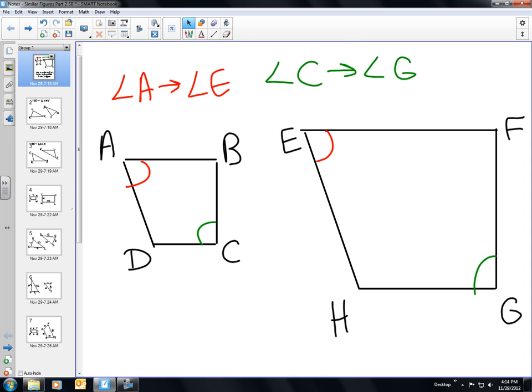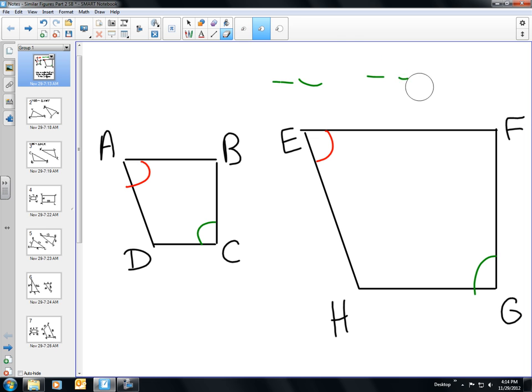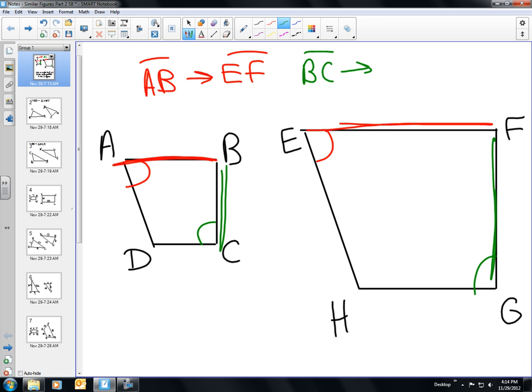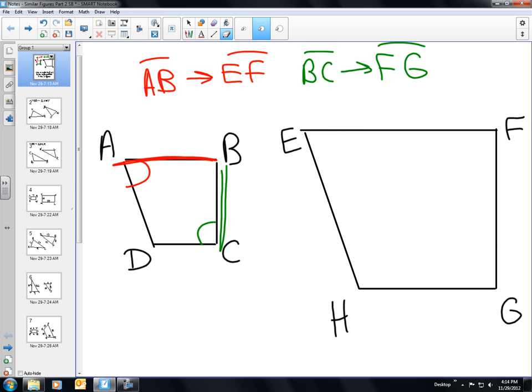You can also use this with side lengths. If we want to say which side lengths are corresponding, we could say segment AB corresponds with segment EF. Or we could even say segment BC corresponds to segment FG. There are others, of course, but what's important to notice here is that no matter where we put these polygons, those sides and those angles are going to be corresponding to each other.